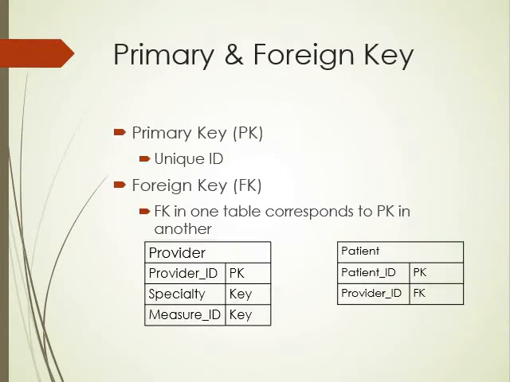Now we'll discuss primary and foreign key. The primary key is the unique identifier in the data. So for example, this can be a patient's social security number. A foreign key is used to identify records in other tables as they relate to each other. A foreign key in one table always corresponds to a primary key in another table. In the example here, in the provider table, the provider ID is the primary key. This corresponds to the provider ID in the patient table, which in the patient table, the provider ID is the foreign key.